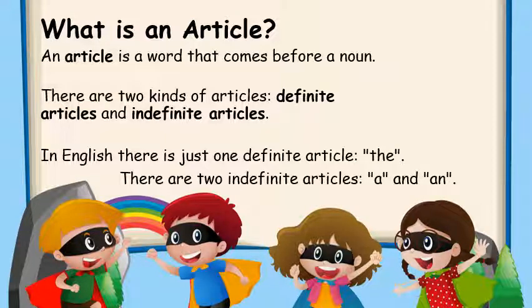But what word? Now there are two kinds of articles, definite article and indefinite article. Definite means sure, indefinite means not sure. In English, there is just one definite article, that is the. You just have one definite article, the, and there are two indefinite articles, a and an. So our articles are a, an and the, in which one is definite and two are indefinite articles.